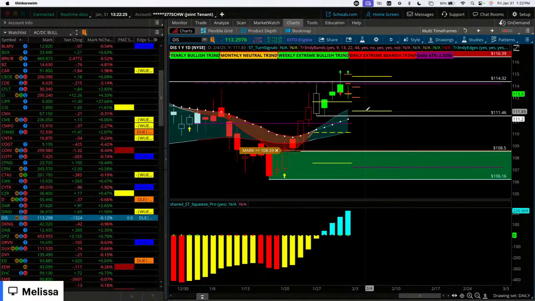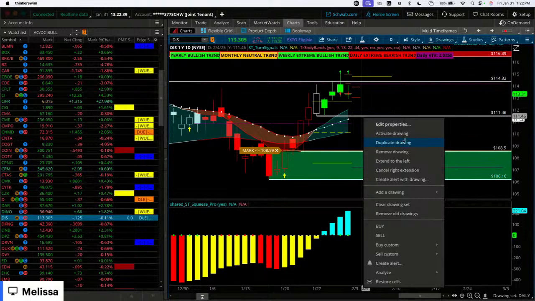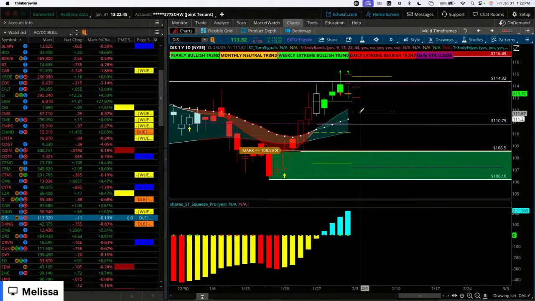You can see I also have a lower weekly edge there. So if I was looking to trade Disney for 1 week, I could trade it from about 112 down, and I would bring this down because I have an edge so close to about 110.79. So this would be my buy zone.